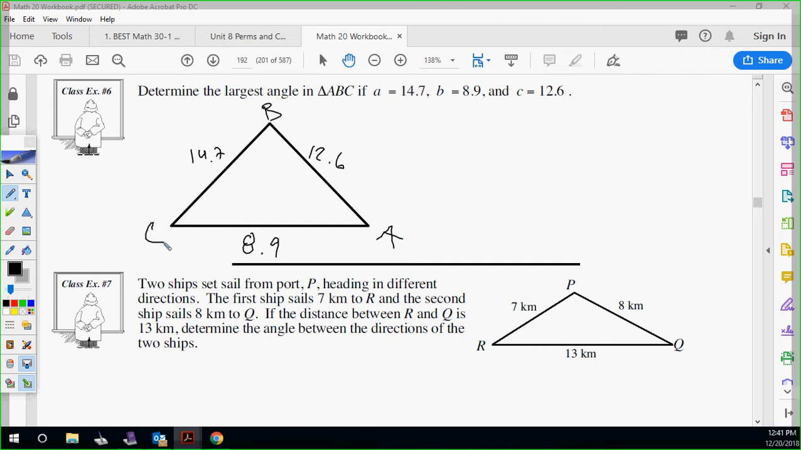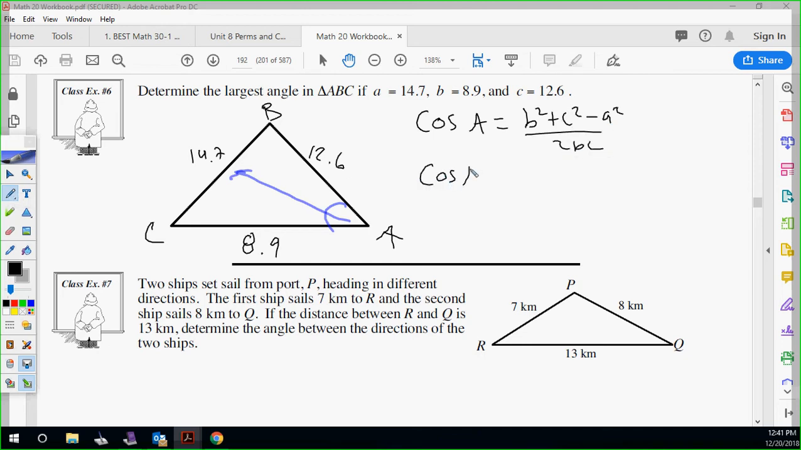Okay, which angle do we expect to be the biggest? A, because it makes the biggest side. So that's all we're going to go for. So we're doing the cos A one. So cos of A equals B squared plus C squared minus A squared, and then plug it in.